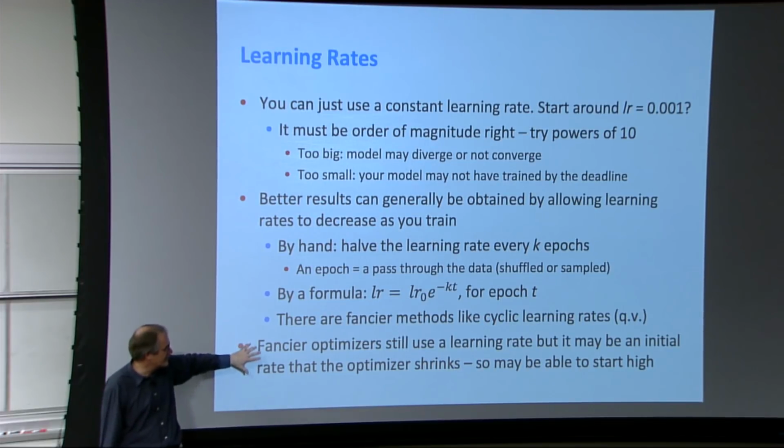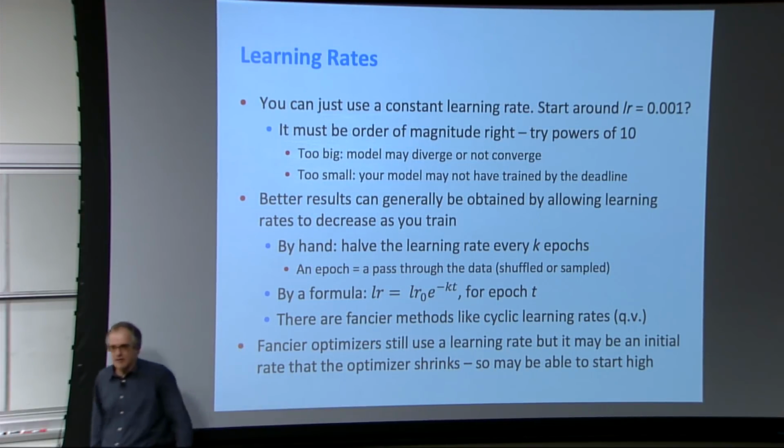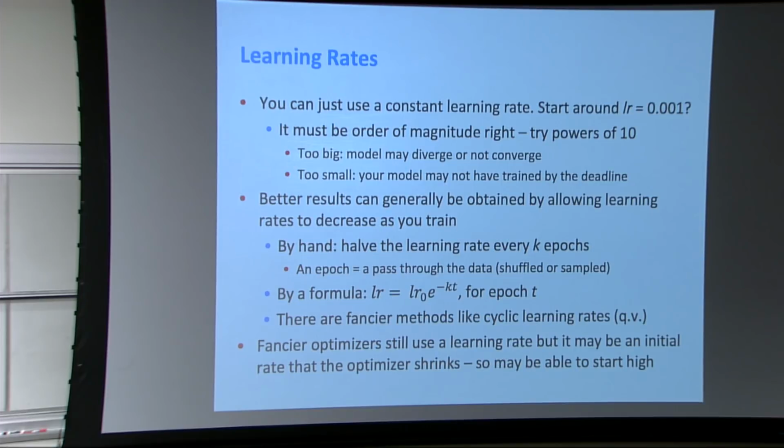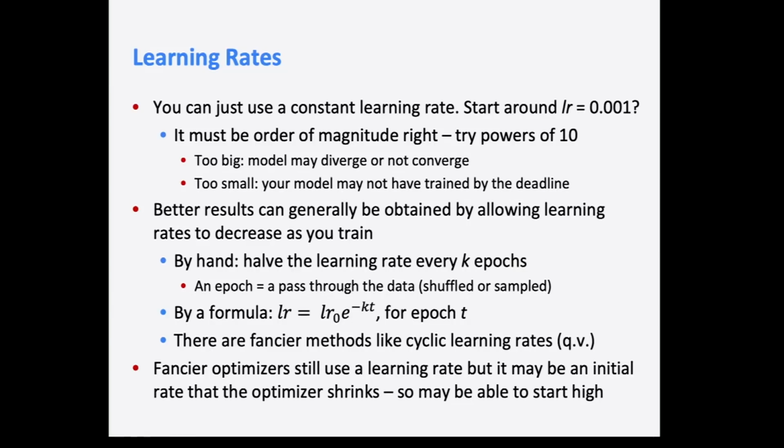The one other thing to know is if you're using one of the fancier optimizers, they still ask you for a learning rate, but that learning rate is the initial learning rate, which typically the optimizer will shrink as you train. So commonly, if you're using something like Adam, you might be starting off by saying the learning rate is 0.1, sort of a bigger number, and it'll be shrinking it later as the training goes along.